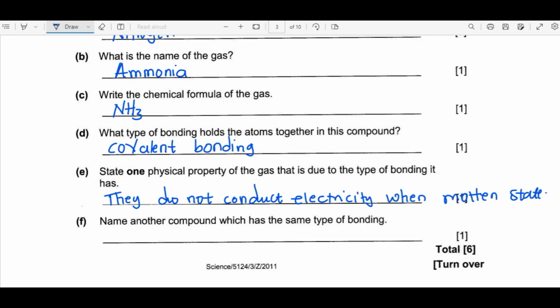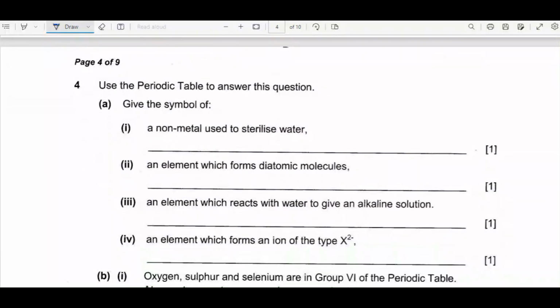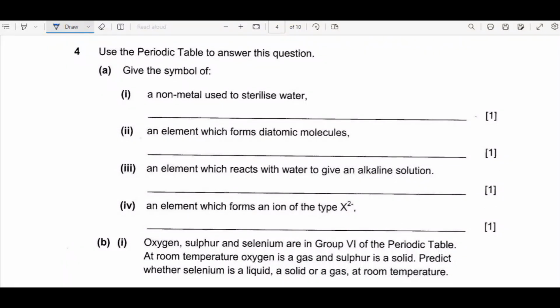Then F, name another compound which has the same type of bonding, which is covalent bonding. The first one is water. Apart from water, carbon dioxide, carbon monoxide, sulfur dioxide, all these are covalent compounds. If you look at methane, which is one of the organic compounds, they use covalent bonding.